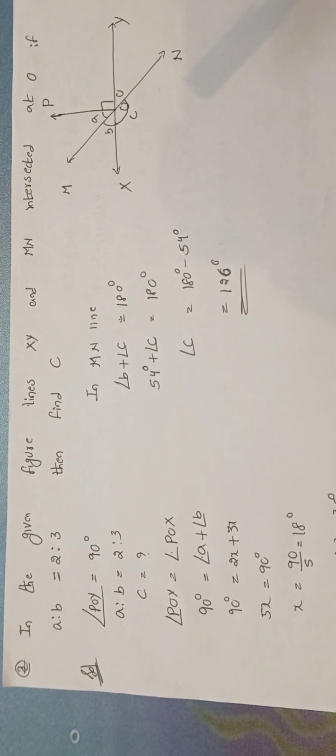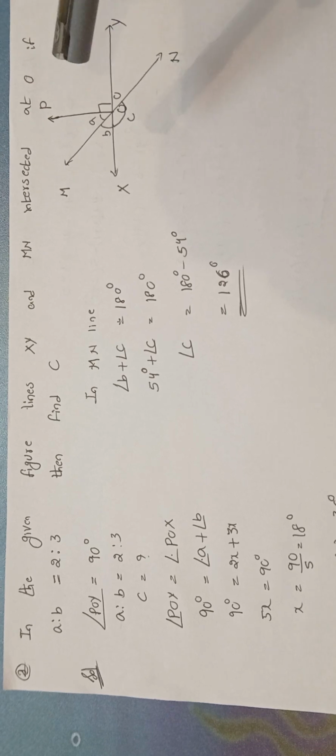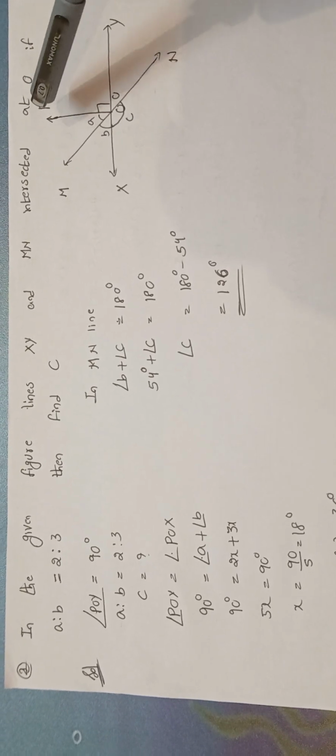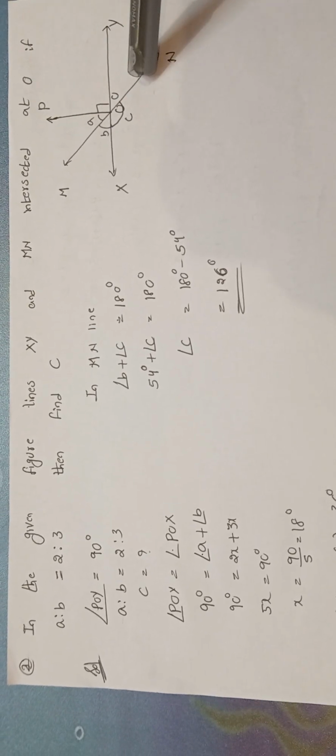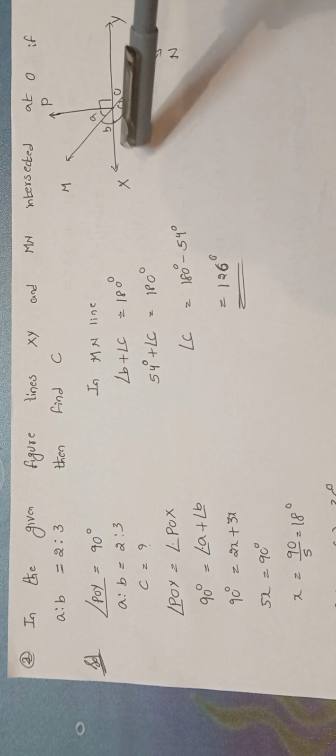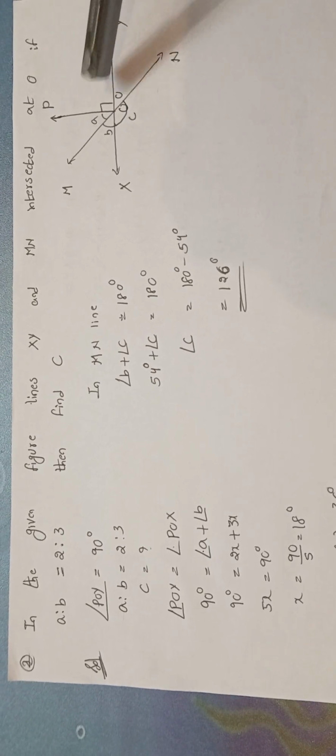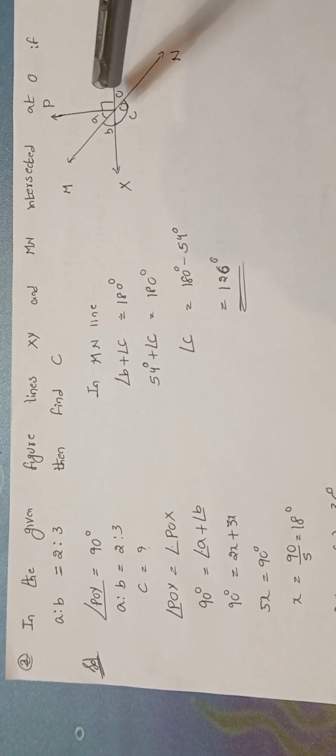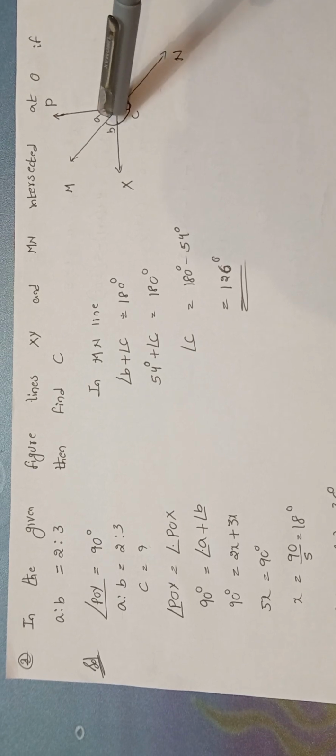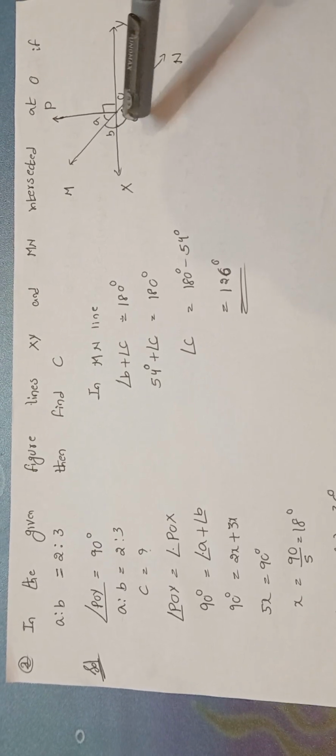Today we will discuss some important problems in class 9 CBSE. First problem. In the given figure, lines XY and MN intersect at O. And if angle a to angle b is in the ratio of 2 to 3, then find angle c.